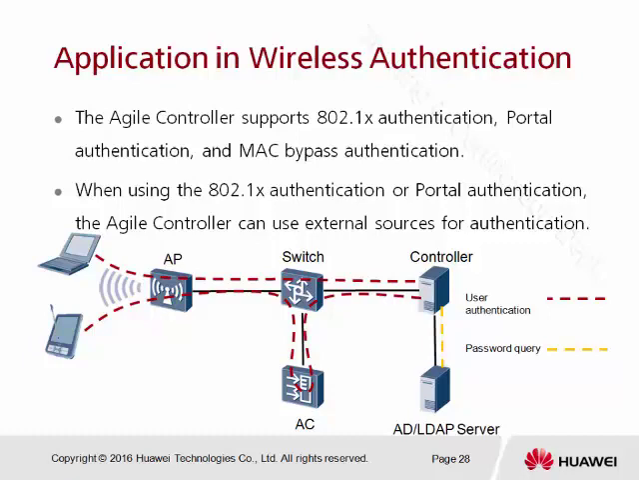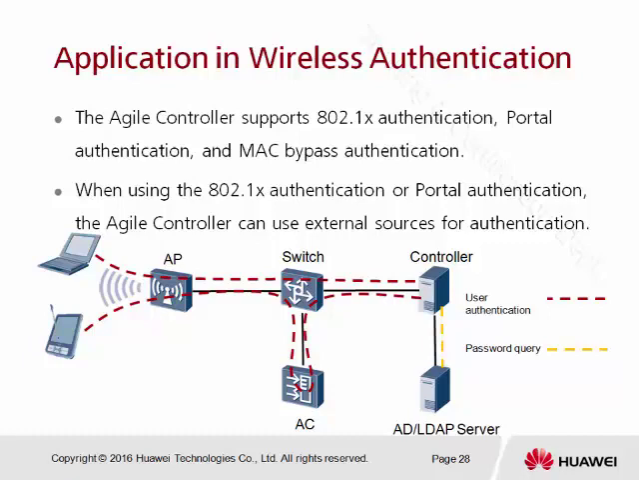When using the 802.1x authentication or the portal authentication, the Azure controller can use the external source for authentication. As you can see from here, the slide shows two terminals. One is the notebook and another is a mobile device, the tablet. They try to use the wireless connection to connect to the AP. All the user authentication has to go through the AC. And this will depend on what kind of forwarding mode you select from your AC.